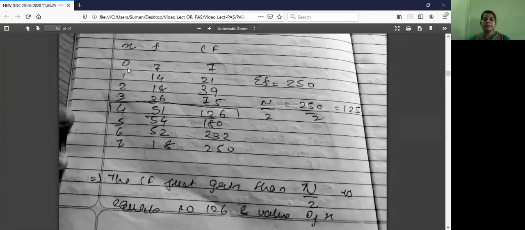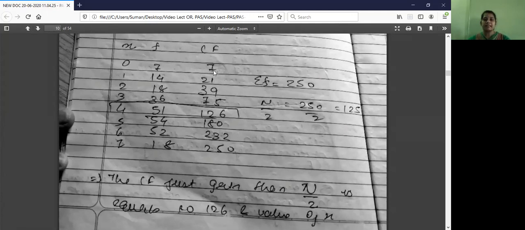So the example is, we are given the values of x equal to 0, 1, 2, 3, 4, 5, 6, 7, and the frequencies are 7, 14, 18, 36, 51, 54, 52, and 18. So first we find the CF. CF, that means what? Cumulative frequency. Cumulative means first we write the 7 as it is.